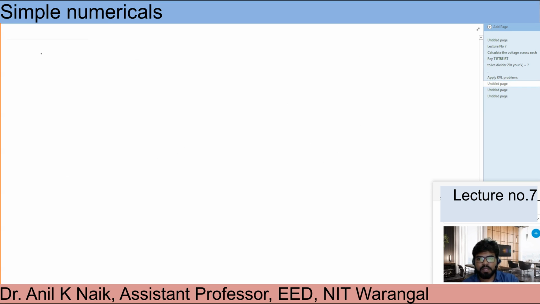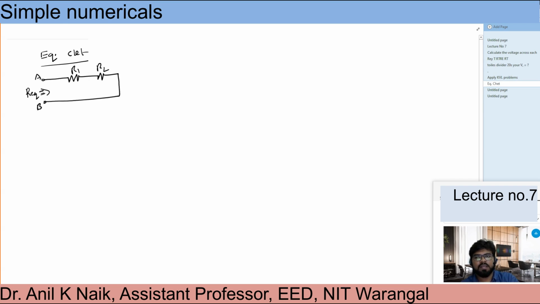Now we'll go for the next topic, which is how to find the equivalent circuit. As you have already seen, I will show some examples here. This is what is given to me. At the AB terminal, I want to find what the R equivalent is. R1 and R2 are there. So this network is given. They are asking, between this terminal, looking into this particular circuit, I need to find the R equivalent.